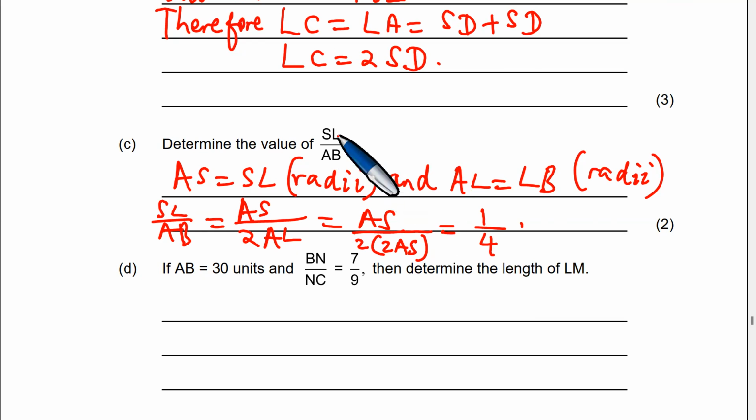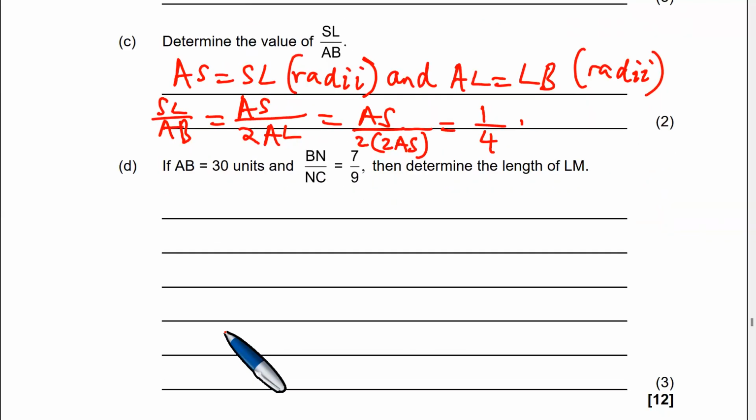We're supposed to prove that SL over AB is 1/4, or we determine the value. And we have determined the ratio. The ratio is actually 1:4 or 1/4. Next question. The examiner decided to give us AB equals 30 units. If AB is 30 units and BN over NC is equal to 7 out of 9, then determine the length of LM for a good 3 marks.